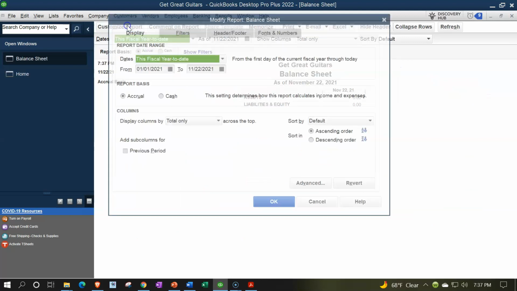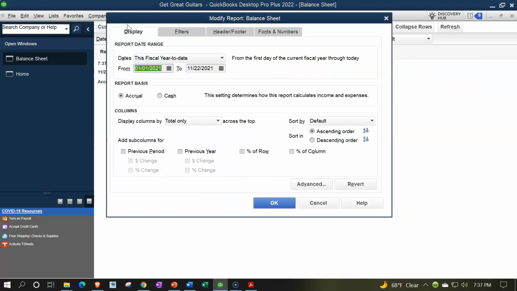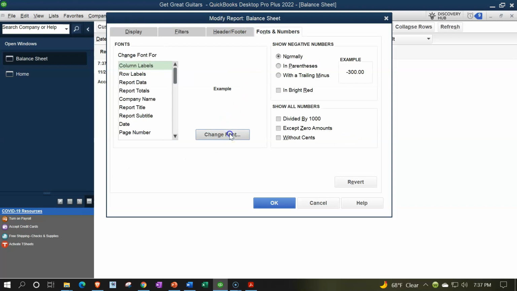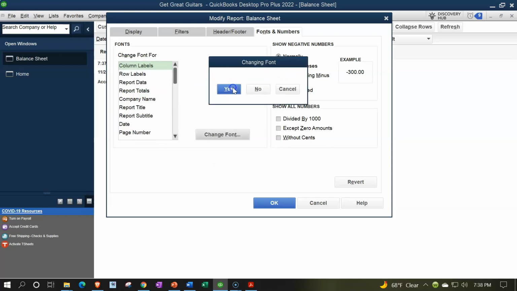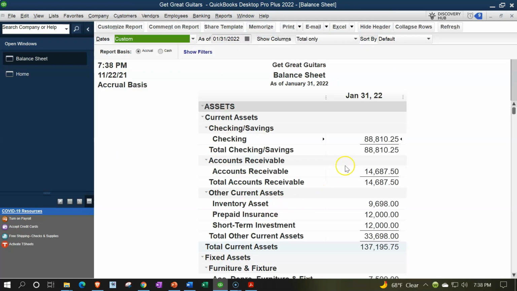We're going to customize that report, changing the date range from 01/01/22 just to the first month of 01/31/22, and then go to our fonts and numbers, changing the font to the size of 14, and then we'll say okay, yes please, and okay. We're focusing in on the checking account up top.